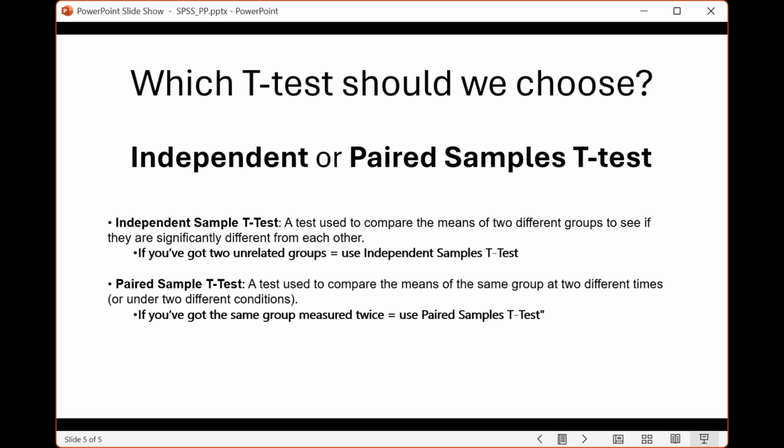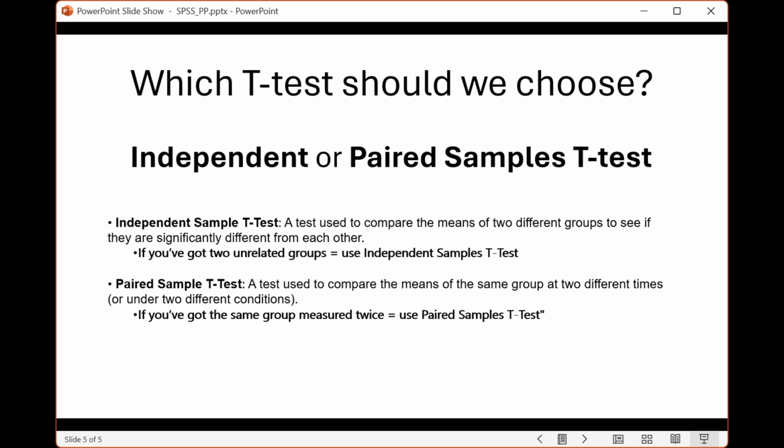Okay, we cleaned up our data set, double-checked the variables, and written our hypothesis. Now we reach a critical decision point. Which t-test should we run? In SPSS, there are a few types of t-tests, but the two most commonly used are the independent samples t-test and the paired samples t-test. And the choice really boils down to one key question: are your two groups made up of the same people or different people? Let's break them down.